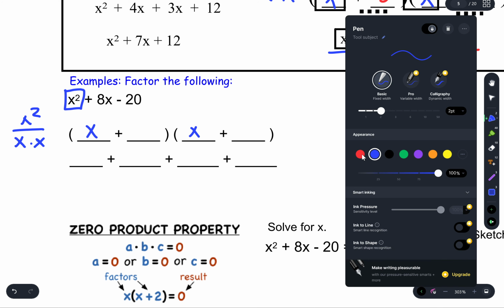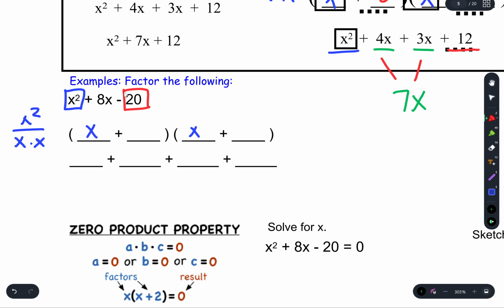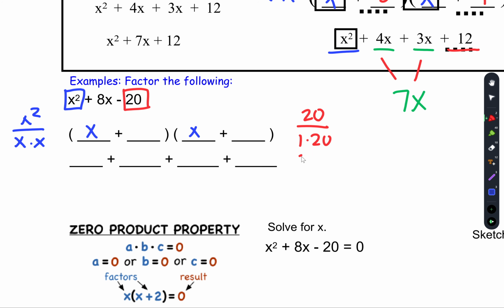Now, how about my last term? How am I going to get 20? What are my factors of 20? 1 and 20, 2 and 10, 4 and 5. Perfect.